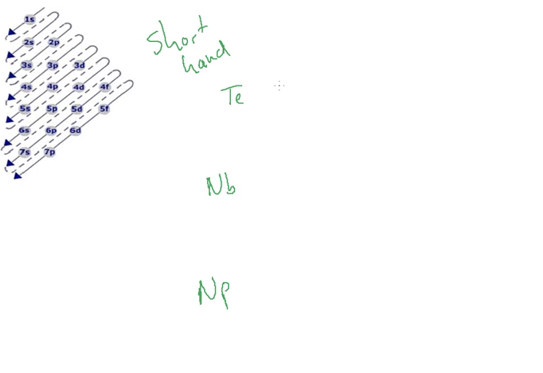And our last ones, we're going to look at some more on the shorthand notation. We've got Te, or tellurium, and tellurium has 52 electrons. If we go up one row and all the way to the right, we'll find the noble gas that we're going to substitute in for our electron configuration, which is going to be krypton.